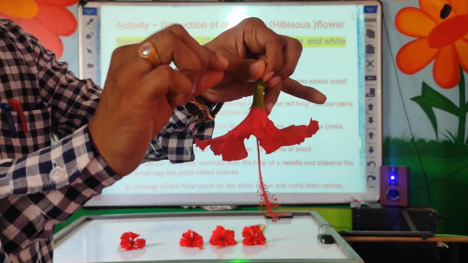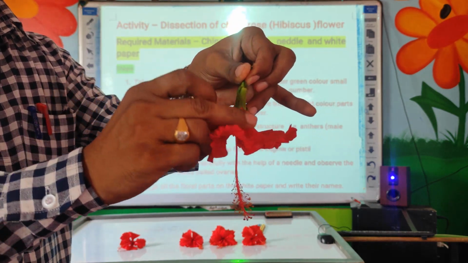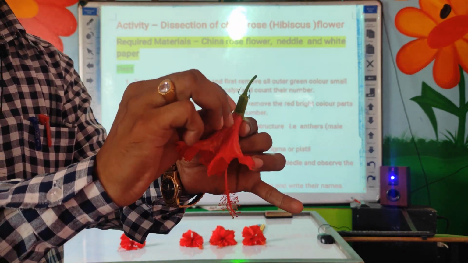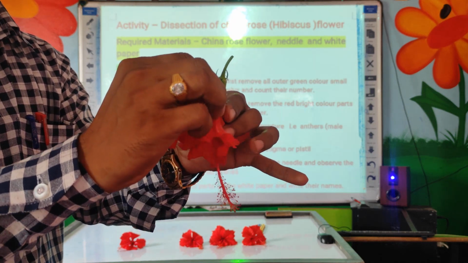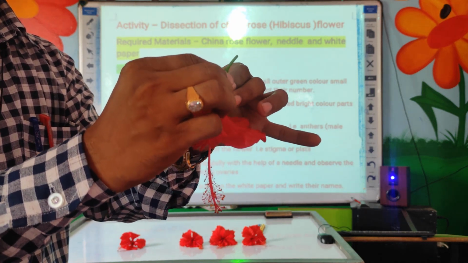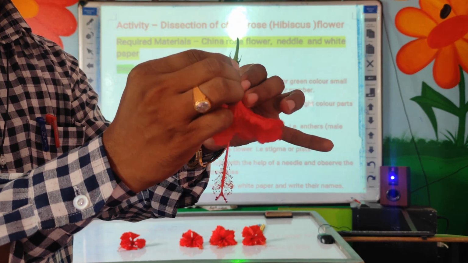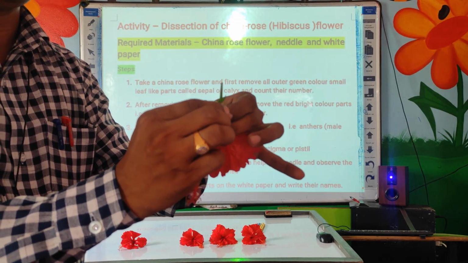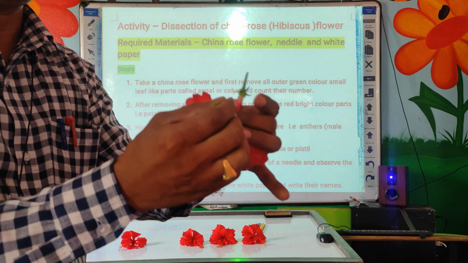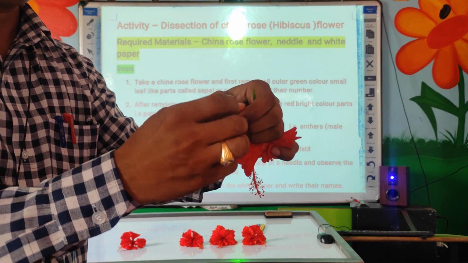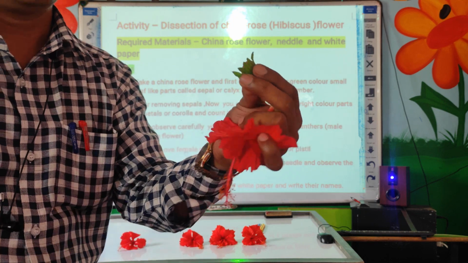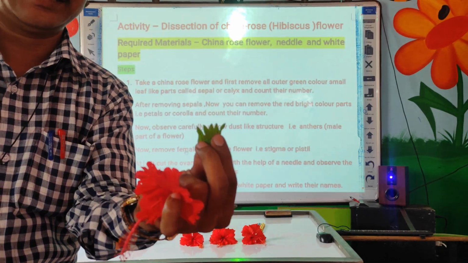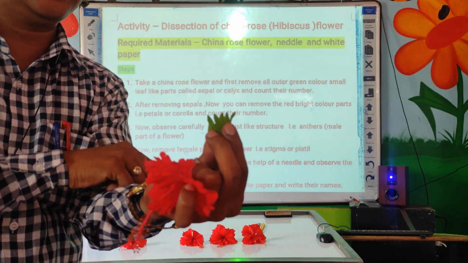Understood, students? So these we have to remove first. I will remove these parts first. Slightly you can remove all these green color leaf-like structures. You have to cut very carefully because they are very delicate. So you see, these are the calyx. Students, you see, these are the calyx.